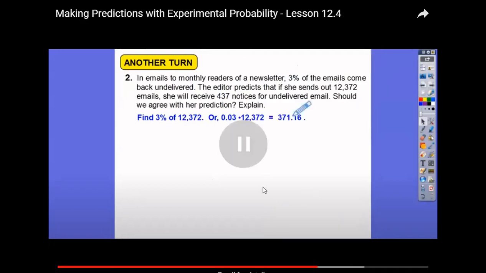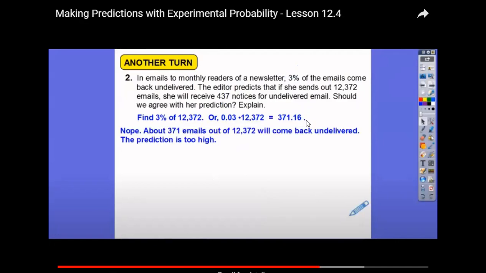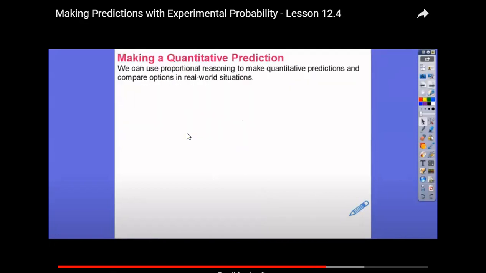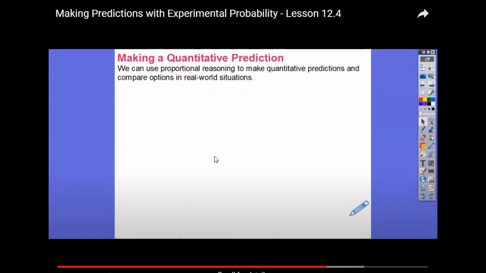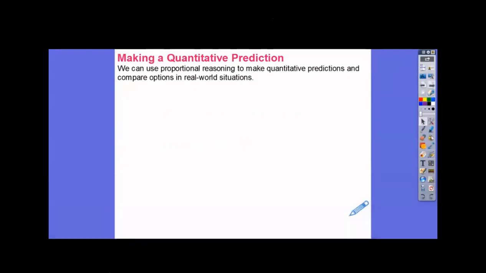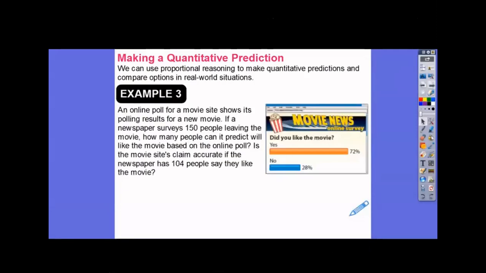The answer will be equal to 371.16. Is this one reasonable? 371, but they said what? 437. So 371 emails out of 12,372 will come back undelivered. So the prediction is too high. She expected a very high number. So we can use proportional reasoning to make quantitative predictions and compare options in real life.